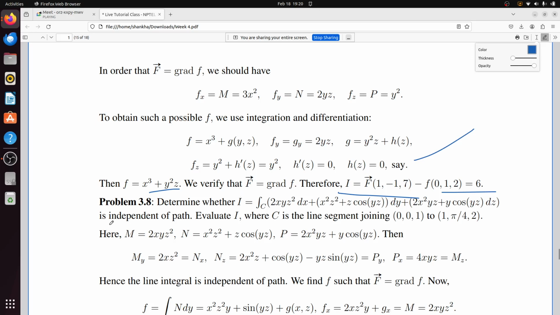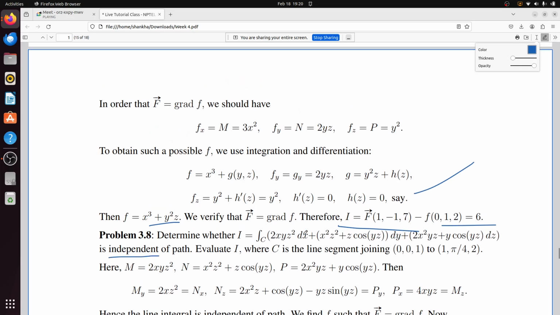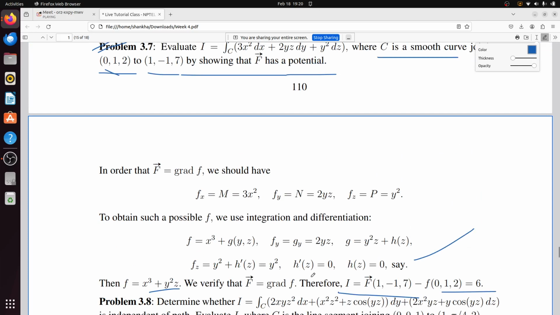Yes. Also there is this problem, independent of path. Can you do this? It is a bit tough, try this. Twice x y z square dx plus x square z square plus z cos yz plus twice x square yz plus y cos yz dz. Sorry, there will be one more bracket here. So your first component is 2x yz square, second component is x square z square plus z cos yz, third component is twice x square yz plus y cos yz.